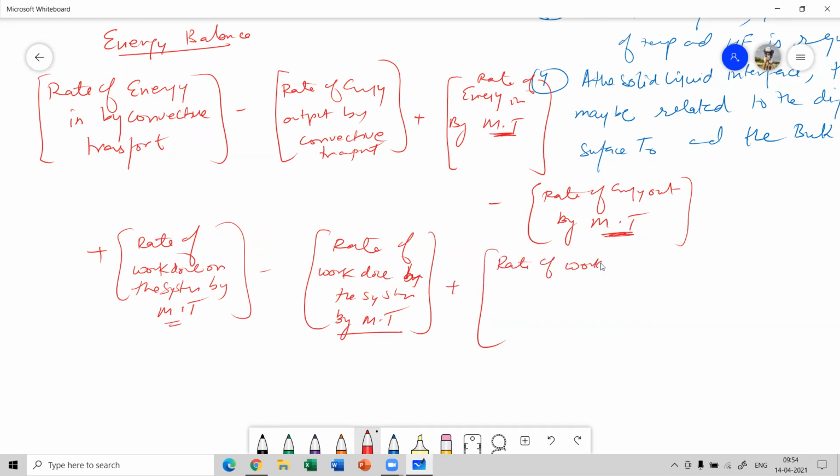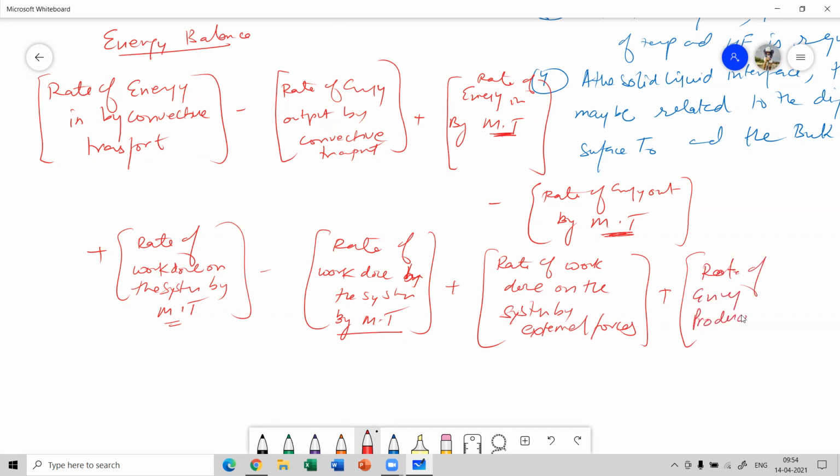rate of work done on the system by external forces plus rate of energy produced within the system is equal to 0.